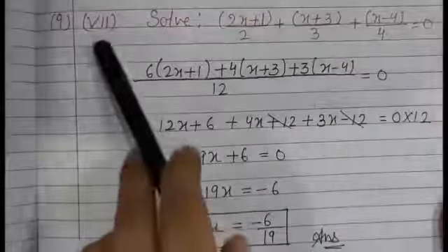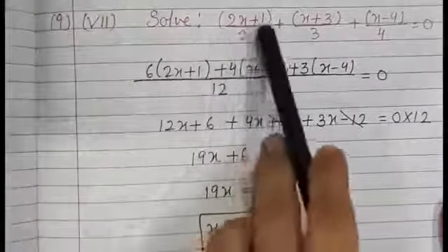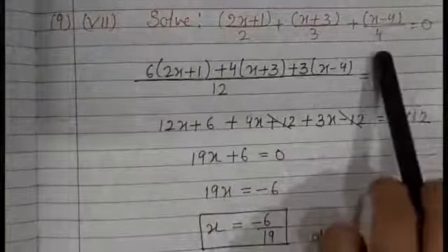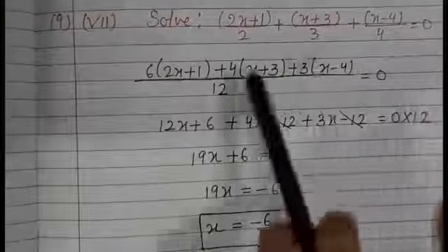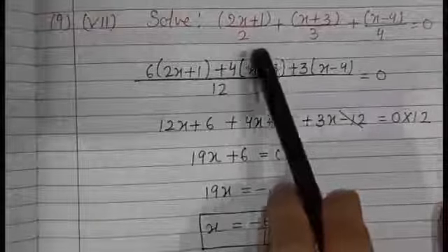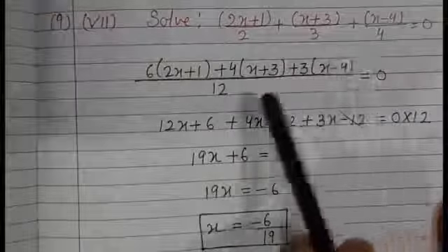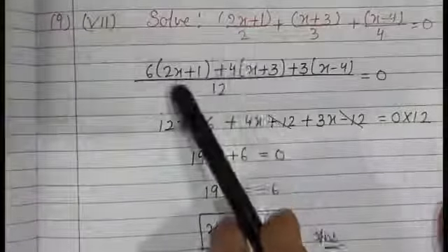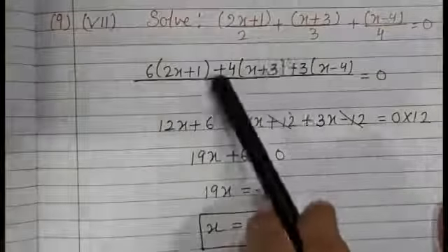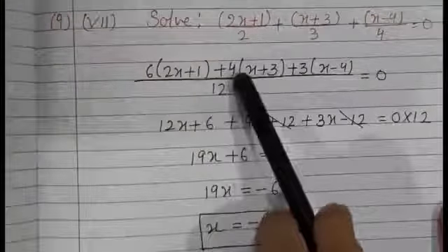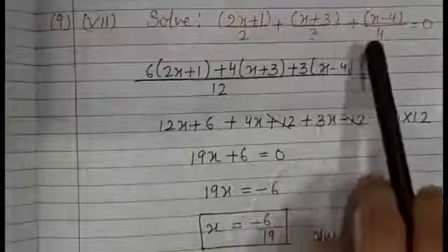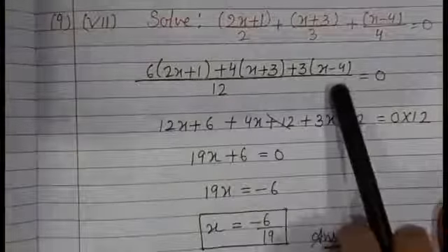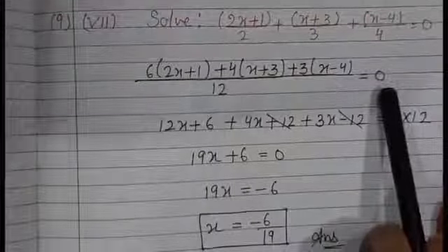Now 9th numerical, 7th part. Solve (2x plus 1) by 2 plus (x plus 3) by 3 plus (x minus 4) by 4 equals 0. In that case we have to take the LCM. LCM of 2, 3 and 4 is 12. So 2 sixes are 12, 6 should be multiplied with 2x plus 1. Then 3 fours are 12, 4 should be multiplied with x plus 3. Then 4 threes are 12, 3 should be multiplied with x minus 4, equals 0.